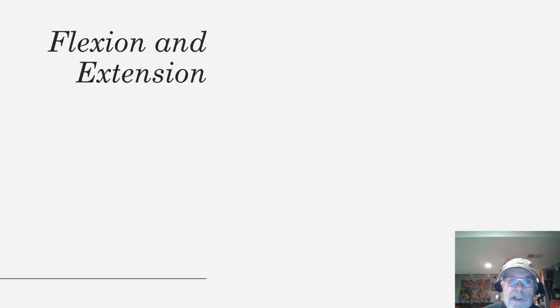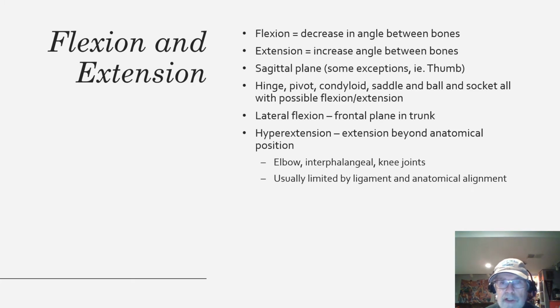Let's talk about some other things. Flexion, extension. Flexion is a word that means if I have two bones, the angle between those two bones decreases. If I flex my elbow, I'm bringing my hand up towards my shoulder. The angle between the forearm, which is basically the radius and the ulna, and the upper arm, or the humerus, decreases, and that's called flexion.